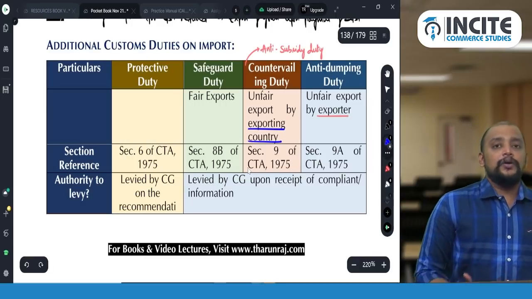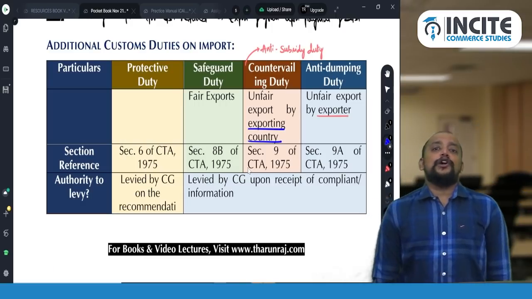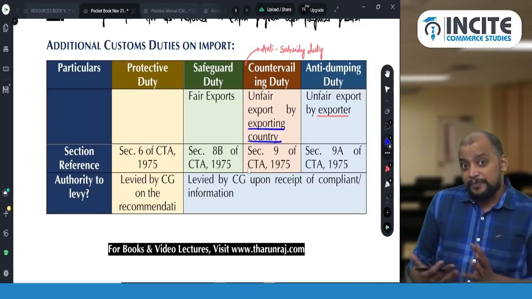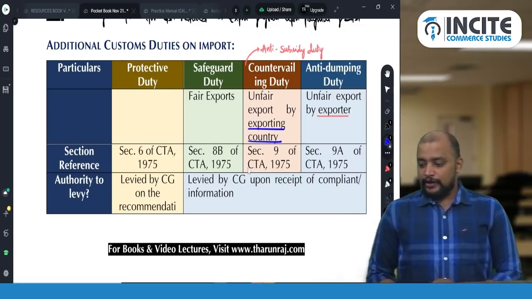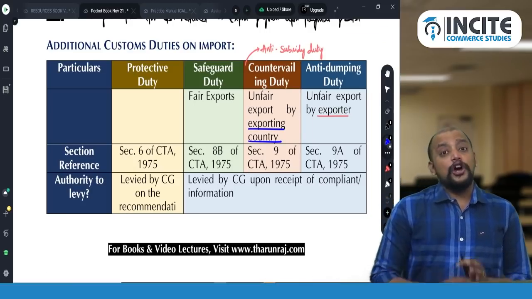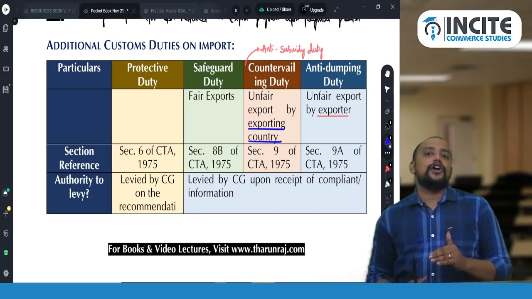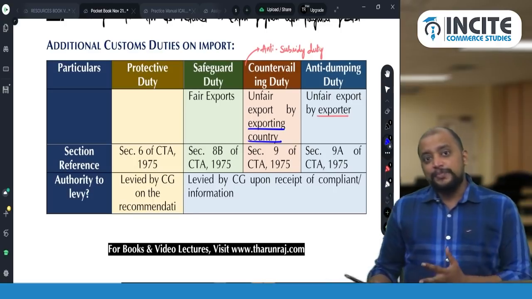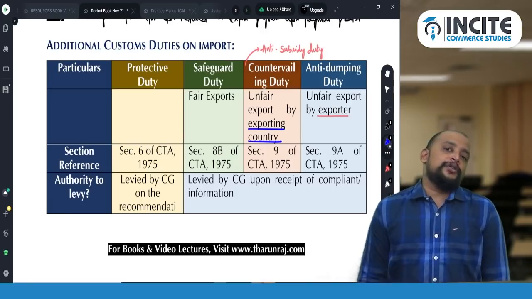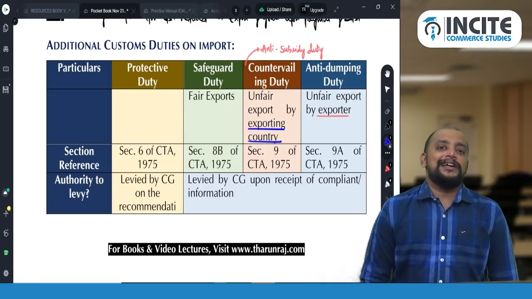So the exporting country is following this unfair trade practice. How? Example, China. China will give a lot of subsidies to the manufacturers in China, so these subsidies lead to a reduction in the cost. Because they are enjoying some subsidies, the cost of production will come down. When the cost of production comes down, the manufacturer will be able to sell at a cheaper rate in India.